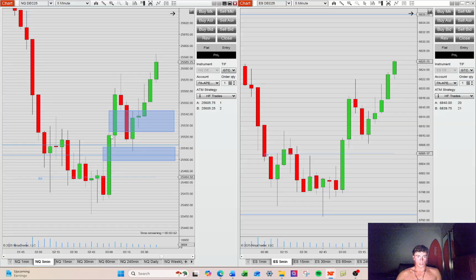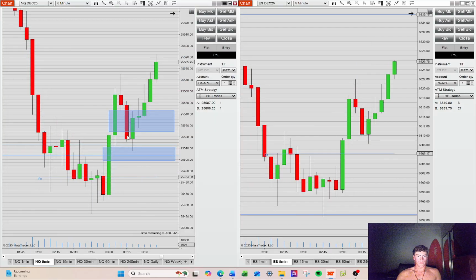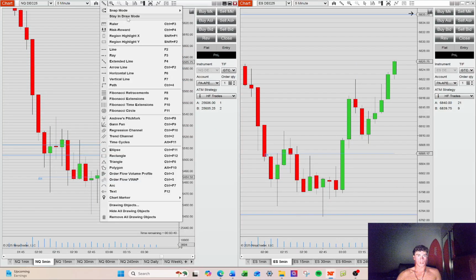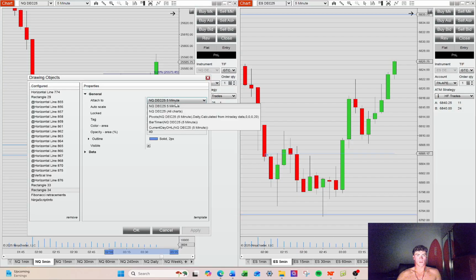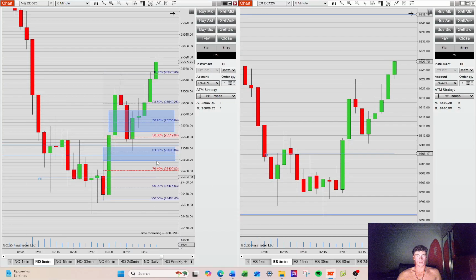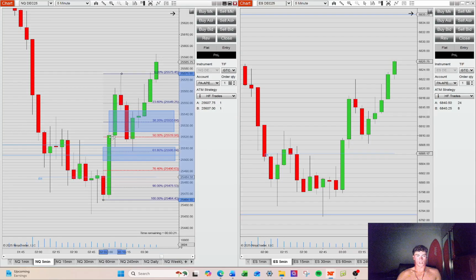So we get that break of structure there, and then wait for a 5-minute continuation, which is your fair value gap or equilibrium, my main ones. Just by eyeing it out, we most likely get both here. So equilibrium, you take it from the 5-minute low up to the 5-minute high. Yep, so you get equilibrium hit as well, which is quite ideal, as you're getting 2 in 1 for the continuation confluence.